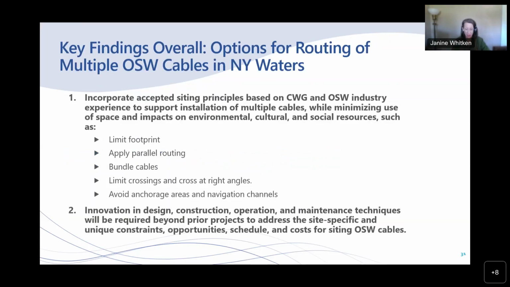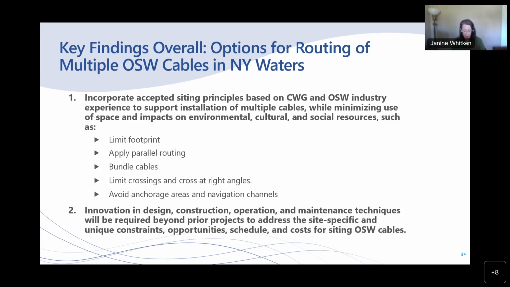And the first overall finding is that at a minimum, siting of future multiple cables should incorporate accepted principles based on the cable working group experience and offshore wind industry experience that minimizes the use of space and minimizes impacts on environmental, cultural, and social resources. The ones listed here are a few examples, and there are more listed in the report. Many of these principles, as you heard, were demonstrated as part of the analysis to show that they can be implemented and help achieve the 9 gigawatt goal that the state has.